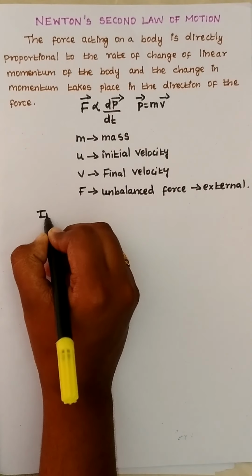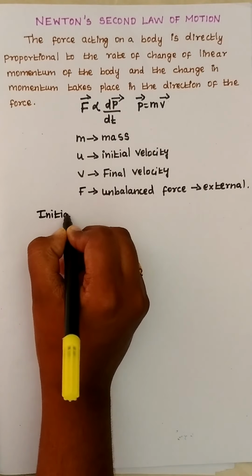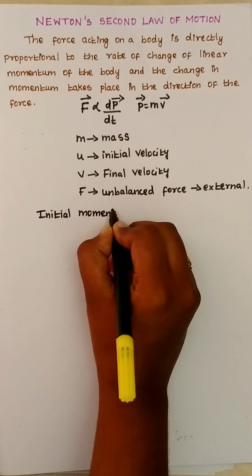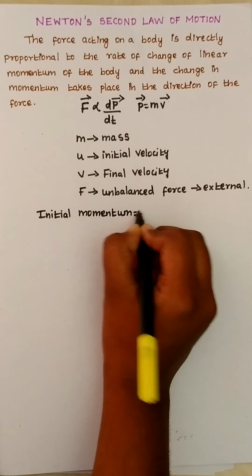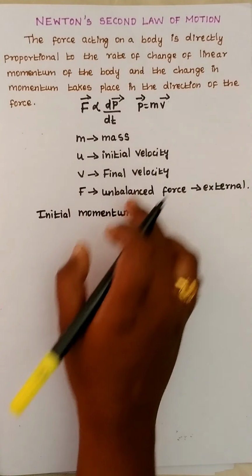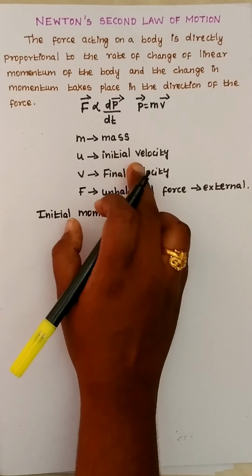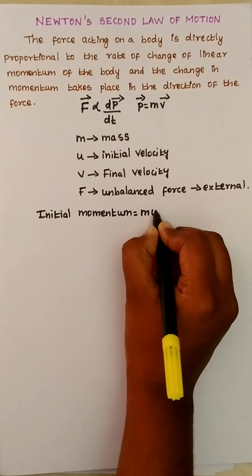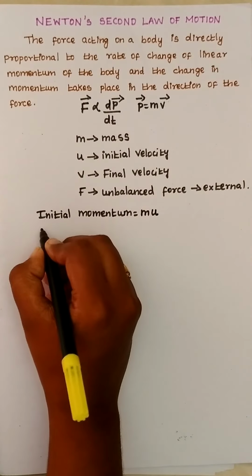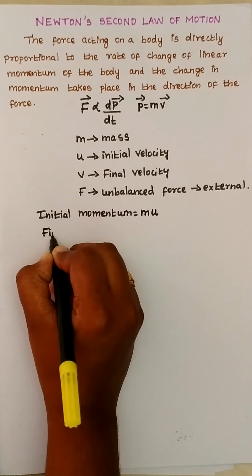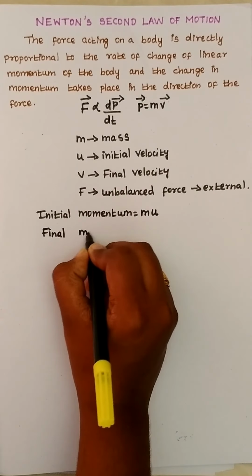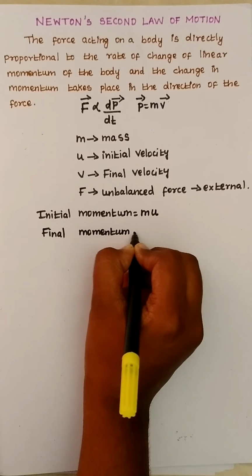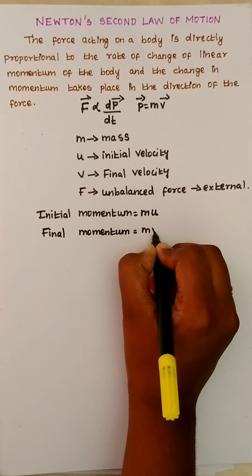So first thing, calculate initial momentum. Momentum general formula, product of mass into velocity. Initial momentum. So for initial momentum I am taking initial velocity. So mass into velocity. Okay, next one, calculate final momentum. So what is the final velocity? It is v. So m into v.